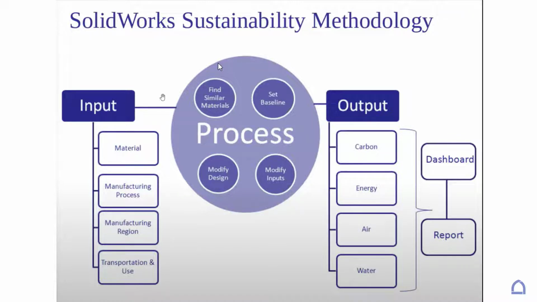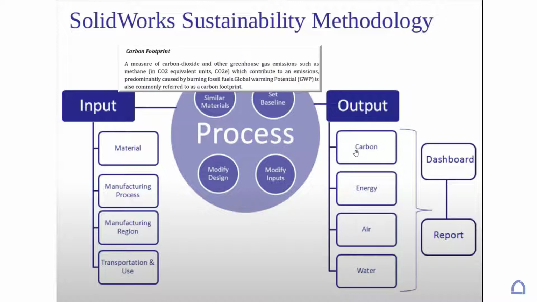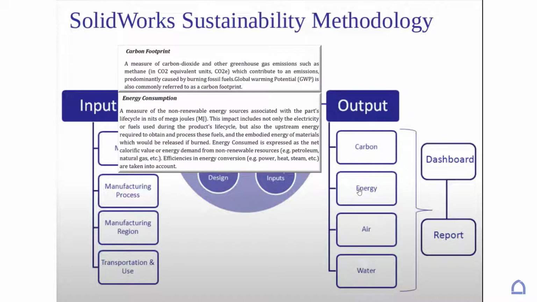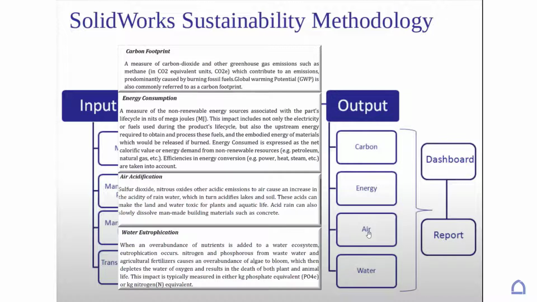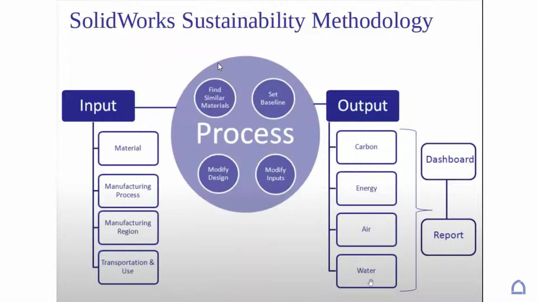Once we have given the input and process properly, we will get four outputs, which are carbon emission, the energy, that is the non-renewable energy usage, air acidification and also water eutrophication, which will be available on the dashboard, and we can generate the report as well.